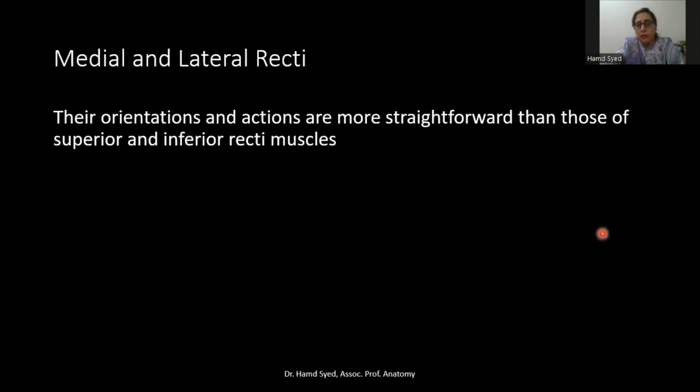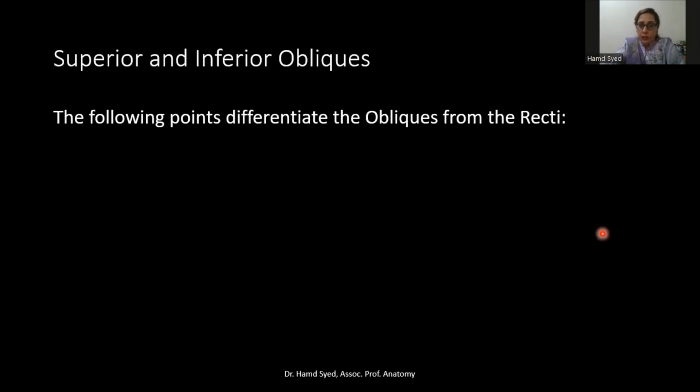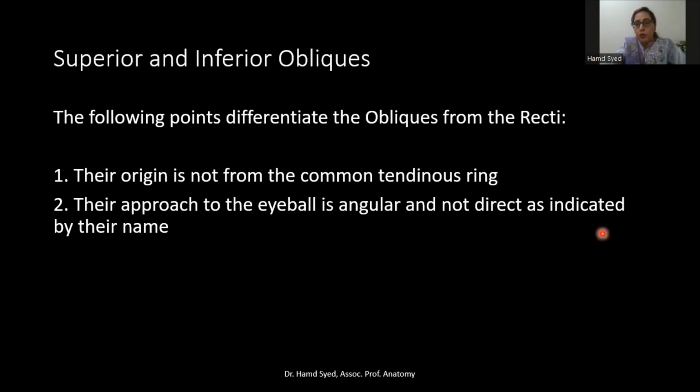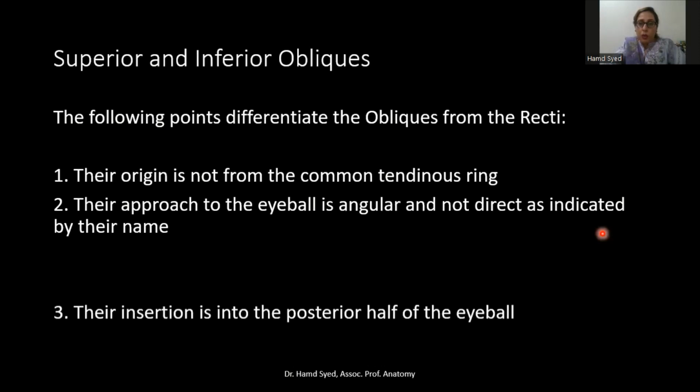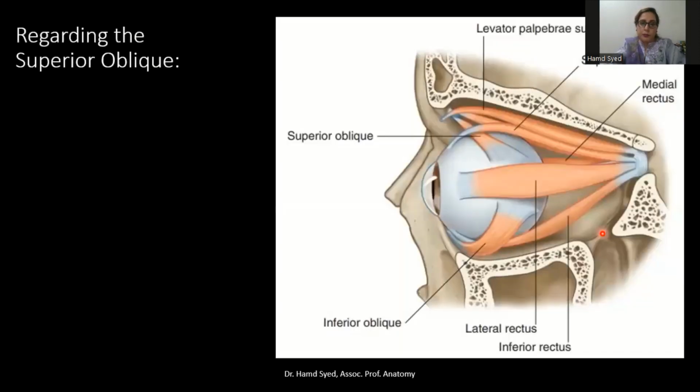But in case of the medial and lateral recti, their orientations and actions are much more straightforward than those of the superior and inferior recti. And when we talk about the superior and inferior obliques, the thing to remember about these muscles is that their origin is not from the common tendinous ring. Also, their approach to the eyeball is angular and it is not direct. That is why they're called oblique muscles. Also, their insertion is into the posterior half of the eyeball.